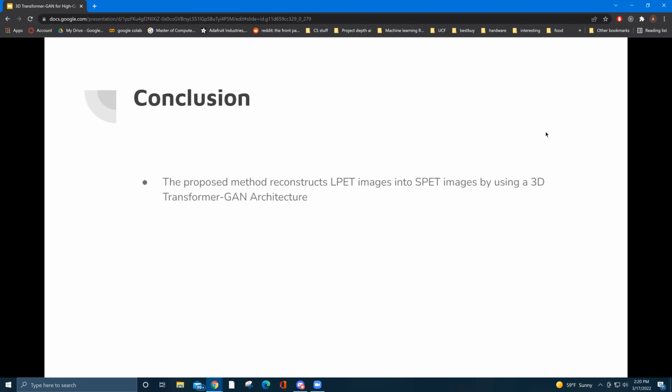So in conclusion, the proposed method reconstructs LPET images into SPET images by using a 3D transformer GAN architecture. It achieves state-of-the-art results on their data set when compared to other options.